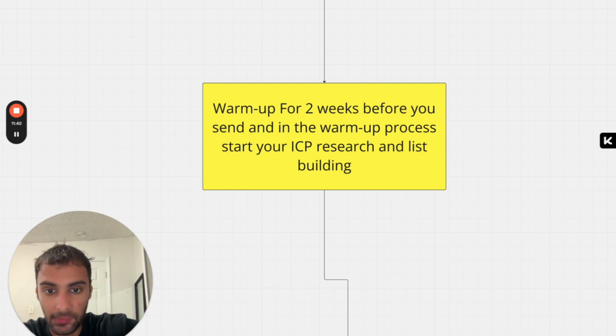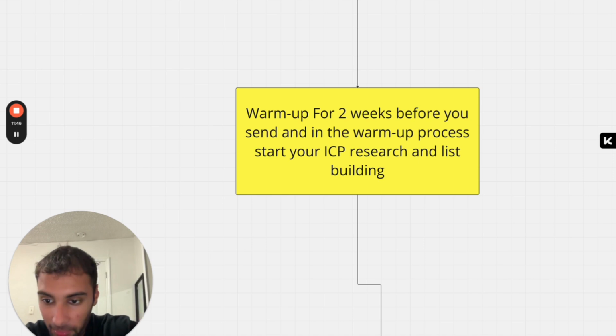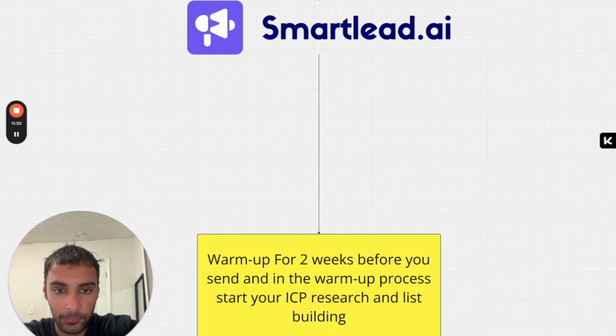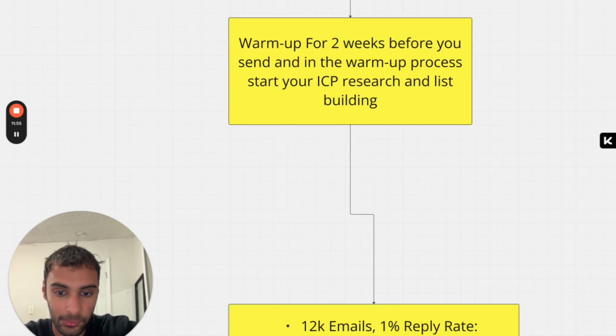And in the warm up process, you can do all of this stuff with your ICP research and list building, right? So when you hop on Smartlead, buy those email accounts, and then warm up for 2 weeks before sending out. And really quickly, the reason why I have these numbers here is you can book a lot of calls with this. Let me show you the math.